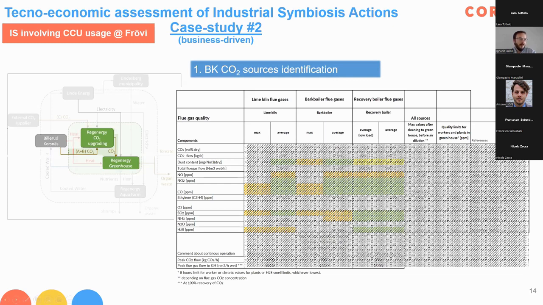I'm sorry for blurring this table, but this is confidential and I cannot show the numbers at this presentation. If you are interested, you can contact us and we can provide them upon demand. So we need to evaluate the average and maximum production values, which need to be tracked. And the presence of impurities needs to be considered, as you can see here. So NOx, CO, ethylene, ozone, etc.